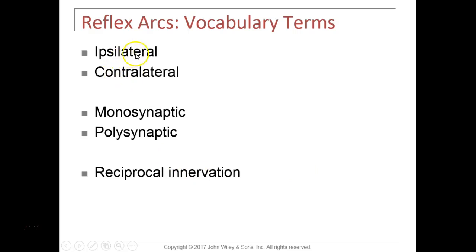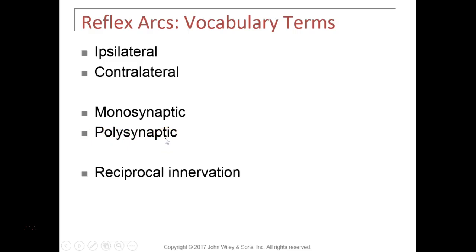Ipsilateral means that sensory and motor information enter and leave on the same side of the spinal cord. Contralateral is when the sensory information comes in one side of the spinal cord, but the motor information leaves from the opposite side of the spinal cord. And we also have to call it either monosynaptic or polysynaptic, depending on if we have one synapse that initiates the reflex or multiple synapses that initiate the reflex.